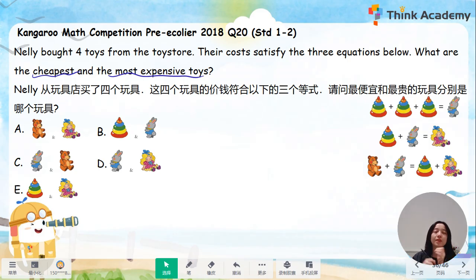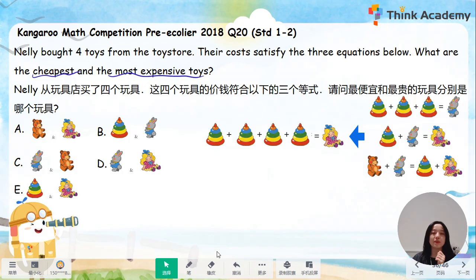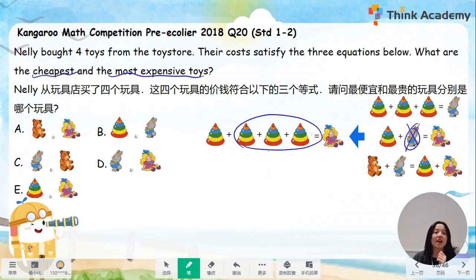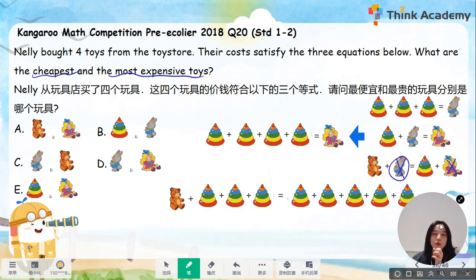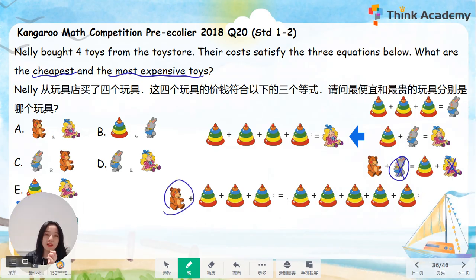The first one has already told us 1 bunny equals 3 towers. So let's see the second one, because as long as we see 1 rabbit, we can replace it by 3 towers. So here we have in total 4 towers equals 1 doll. And the next one, as long as we see 1 bunny, it can be replaced by 3 towers, while 1 doll can be replaced by 4 towers. So in total, we will have here 1 bear plus 3 towers equals 5 towers in total.